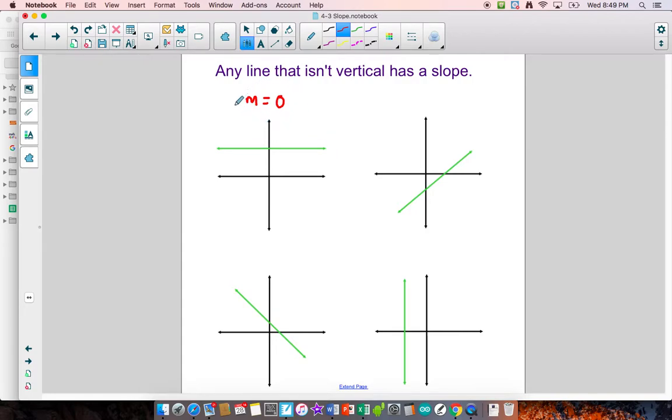Horizontal lines are said to have a slope of 0, which might raise some questions about this one. Here it says any line that isn't vertical has a slope, which means this wouldn't have a slope. So this one's not 0. Down here, m is what's called undefined. So just write an example of what undefined slope looks like, something that's vertical.